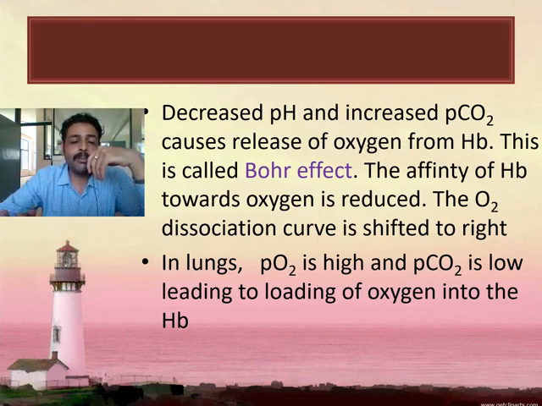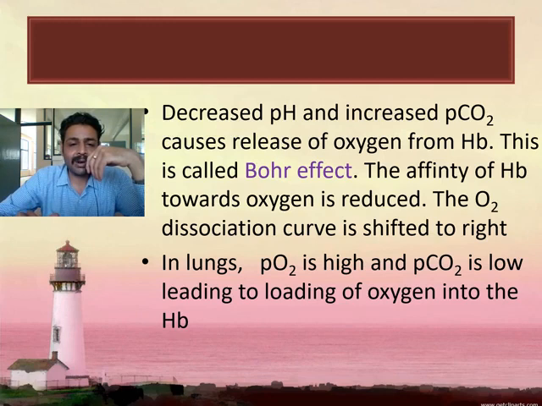So this is called Bohr effect. When acidity and PCO2 increase, unloading of oxygen is faster. The oxygen dissociation curve will shift to the right. It's a very important viva question. At what situations the oxygen dissociation curve will be shifted to the right, like that they will ask.